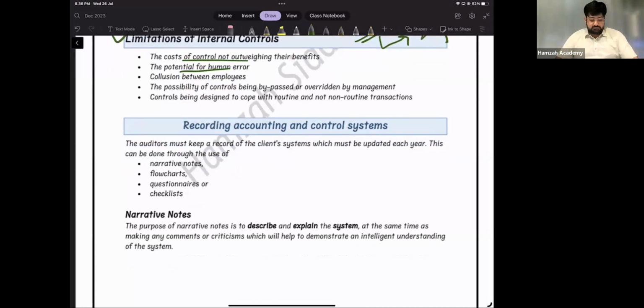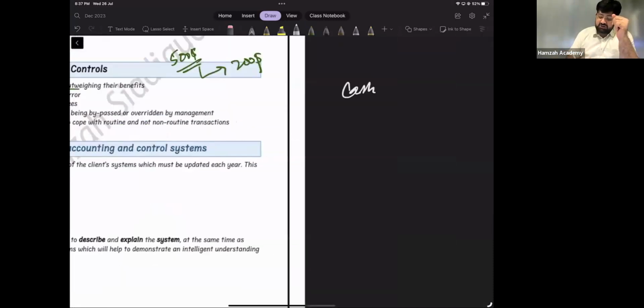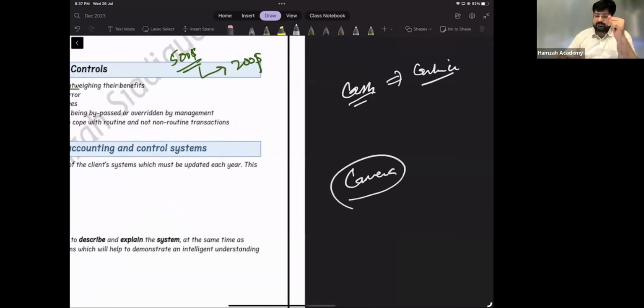Now, the next is collusion between employees. Employees of the company, you know that. Cash is with the cashier, right? And there is a security camera. In the security room, there is someone who is in charge of security cameras. And the cashier, even if he wants to steal the cash, he cannot. Why? Because cameras are working.